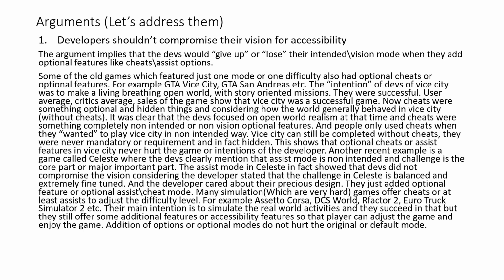The intention of the developers of Vice City was to make a living, breathing open world with story-oriented missions. They were successful. User average, critics average, and sales of the game show that Vice City was a successful game. Now cheats were something optional and hidden, and considering how the world generally behaved in Vice City without cheats, it was clear that developers focused on open world realism at that time. Cheats were completely non-intended, non-vision optional features, and people only used cheats when they wanted to play Vice City in a non-intended way. This is the important point.